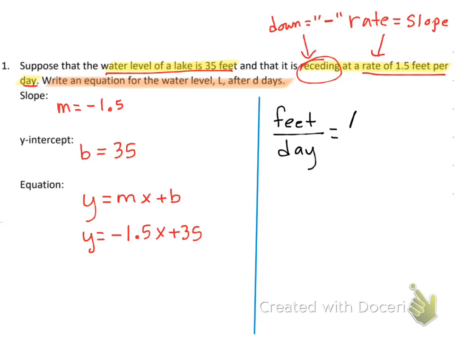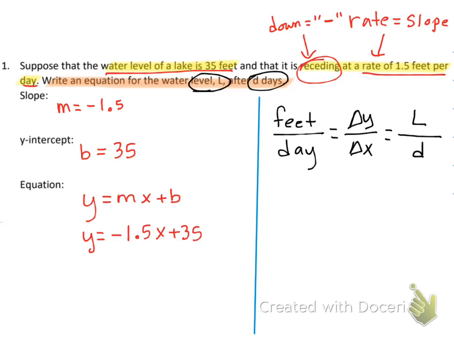Because in our slope, we have the change of y over our change of x. So that means our y value is going to be feet, and our x value is going to be our days. So if we look at the letters that they want us to use, the water level is going to be L. And so the water level is going to be feet, which is our new L. And then days is going to be D. So here our y value is going to be water level. Our x value is going to be days. And we're going to use L for y and D for x.